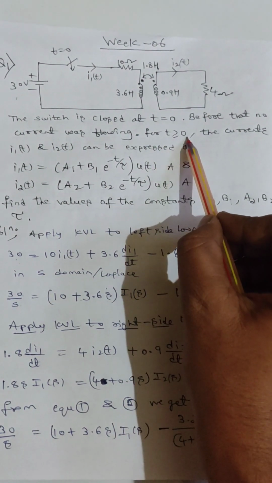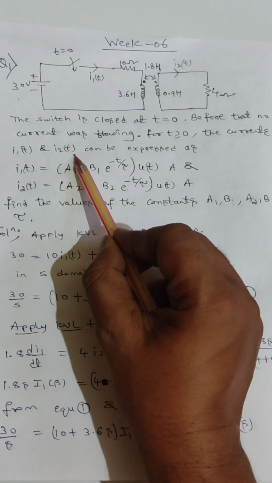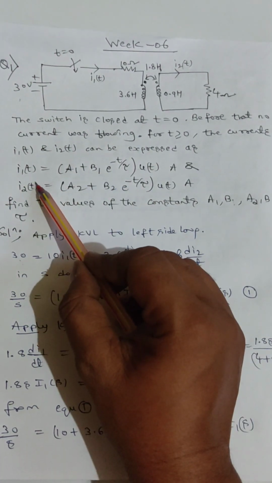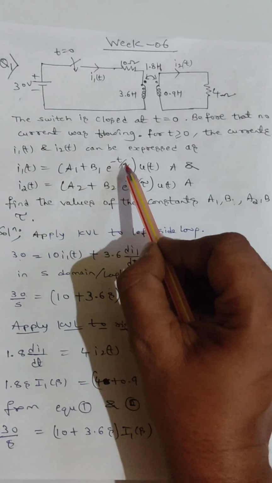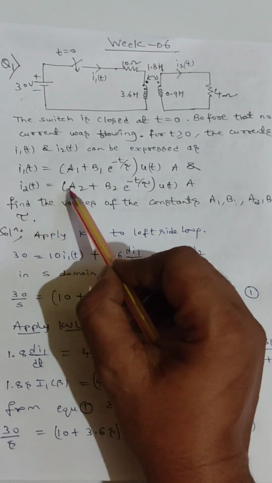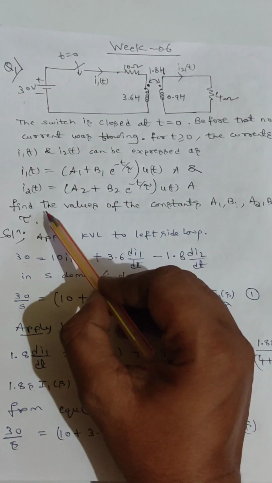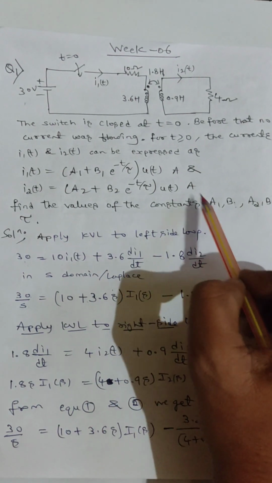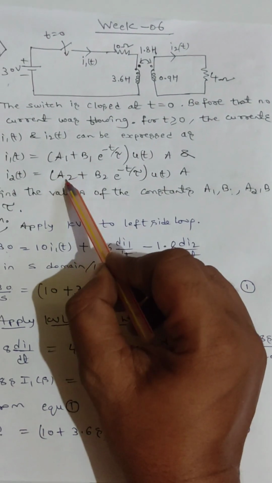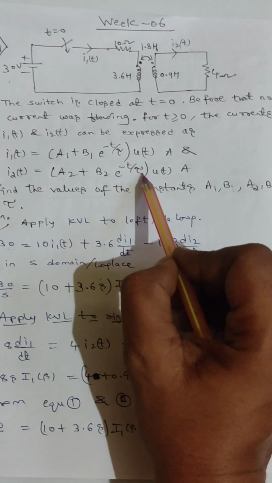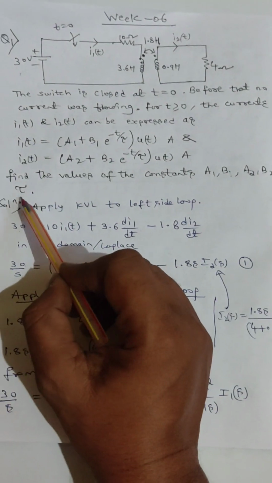And for t greater than or equal to 0, the currents I1 of t and I2 of t are expressed like this. I1 of t is (a1 plus b1 e power minus t by tau) u of t, and I2 of t is (a2 plus b2 e power minus t by tau) u of t. They are asking to find the values of the constants a1, b1, a2, b2, and then the value of tau.